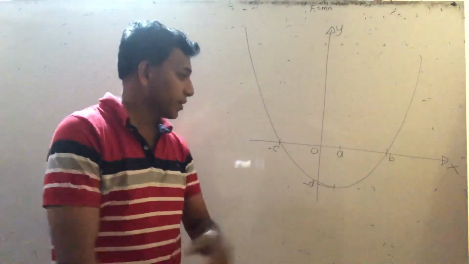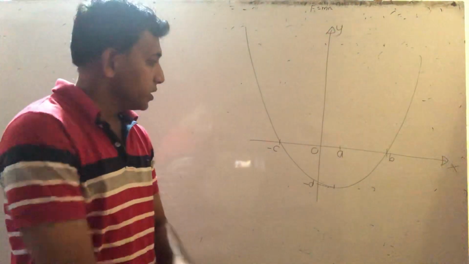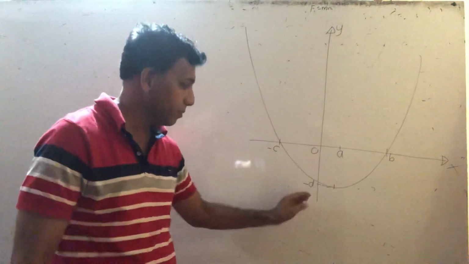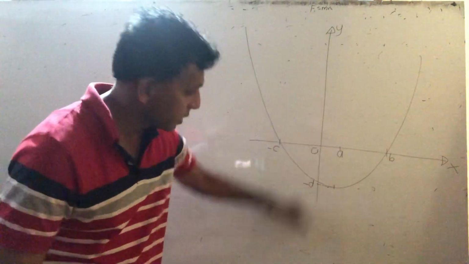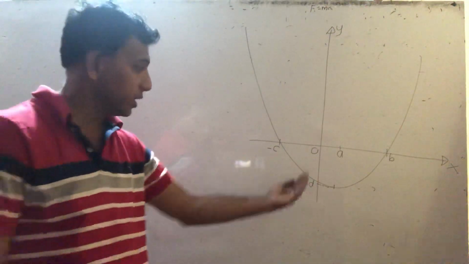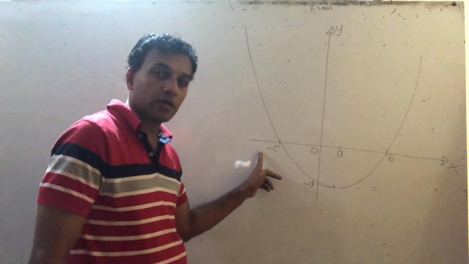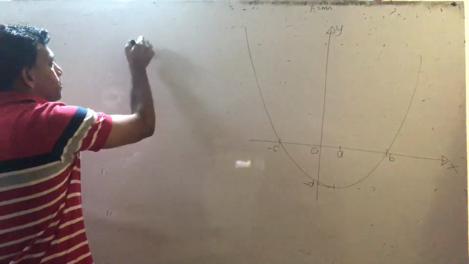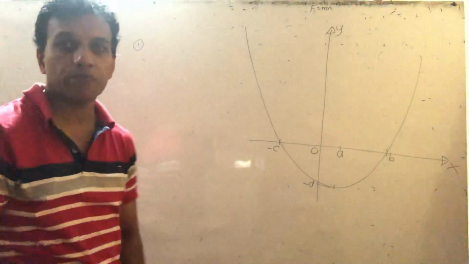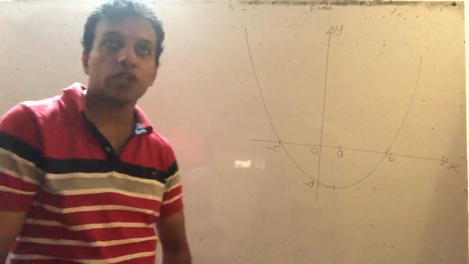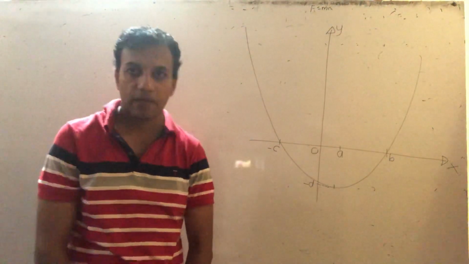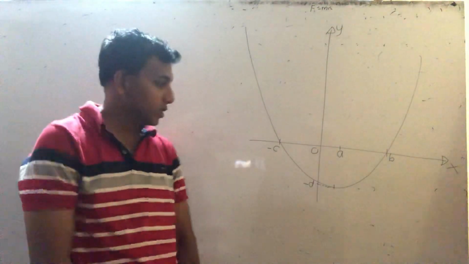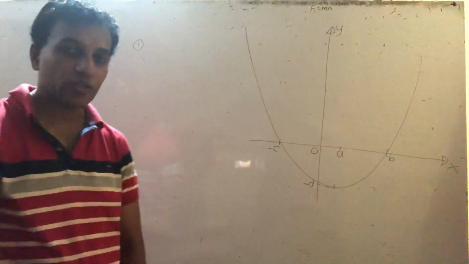Okay, it's the graph I roughly drew. Here A, here B, here C, here minus D, because below the x-axis is a minus value. Okay, so write number one: equation of the symmetric axis.